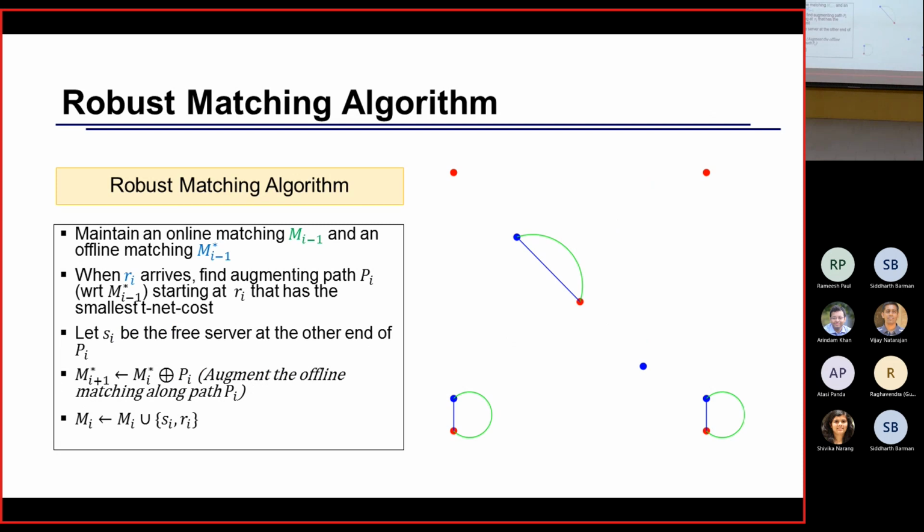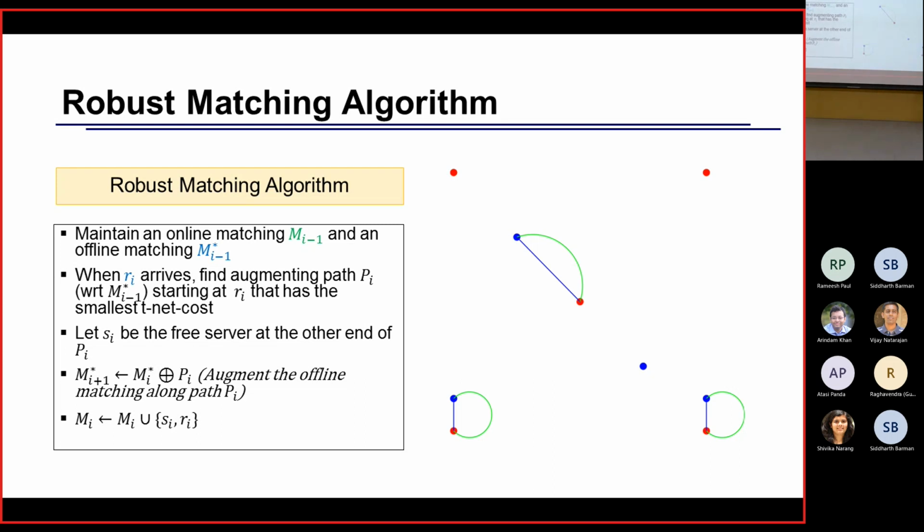Okay, so now let me present the algorithm. Before that, any questions? This online algorithm maintains two matchings. One is the online matching, of course, and another one is the offline matching. I'm going to denote it with this M star. So whenever you see M star, think of it as the offline matching. The offline matching's role is internal to the algorithm. It's basically helping you guide your online decisions.